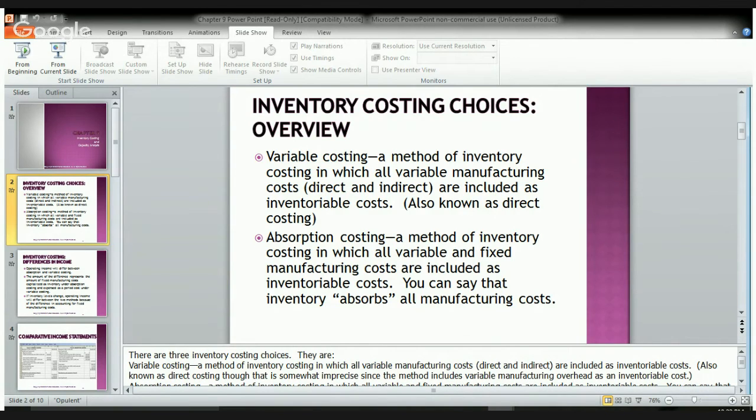How does the change in unit inventory affect operating income? If production equals sales, then in variable and in absorption, they are equal. If production is greater than sales, then the level of inventory is higher, so it has a lower effect on operating income under variable costing, and it has a higher effect under absorption costing. If production is less than sales, it has a higher effect on variable costing and a lower effect on absorption costing.